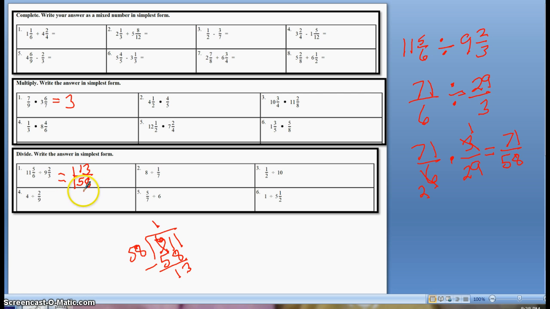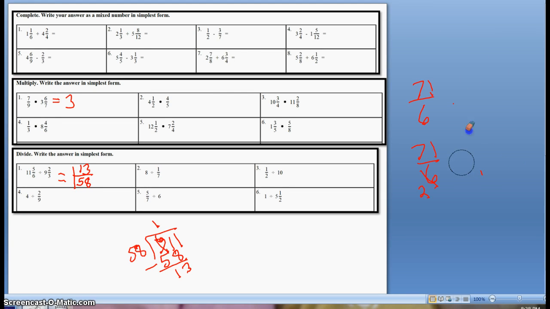Now I do want to point one thing out. Sometimes you'll have a problem like this one here, number 4. I'm going to work this one out with you just for a minute, because notice that you have a whole number divided by 2/9. Let me clear my board.